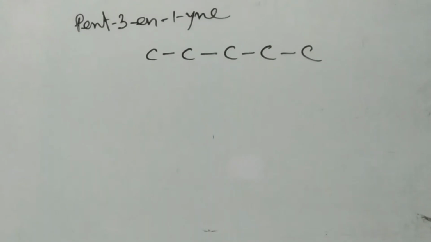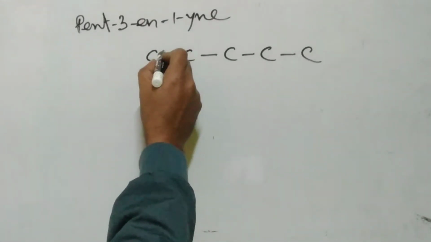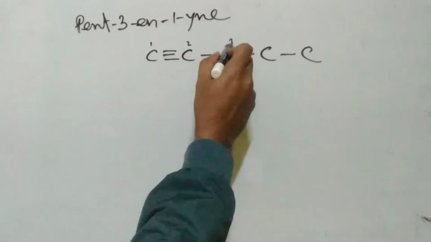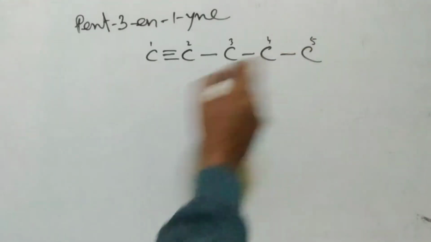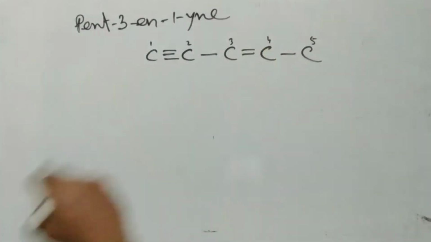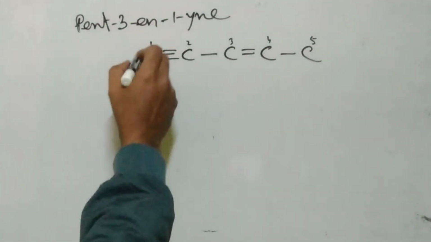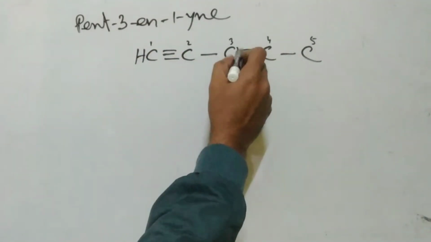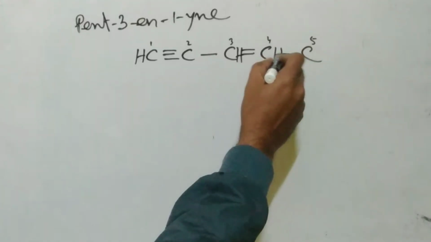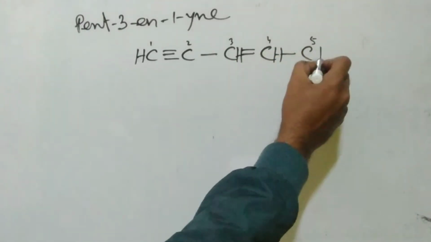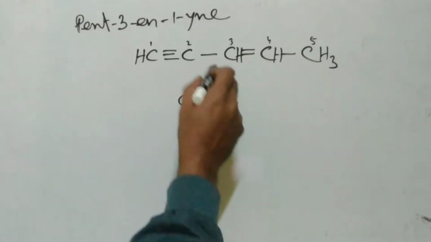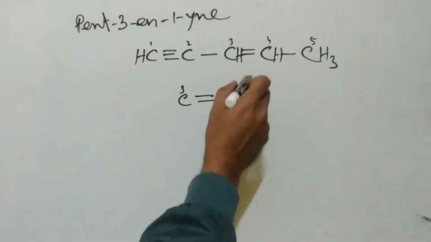Now we have a compound pent-3-en-1-yne. So yne means triple bond. Then this one is 1, 2, 3, 4, 5. Double bond between 3 and 4 carbon. And here number of hydrogen, there will be just 1, here nothing, here 1, here 1, 2, 3, 4, and here C is 3. So we need to take the double bond C, that is carbon number 3 and 4.